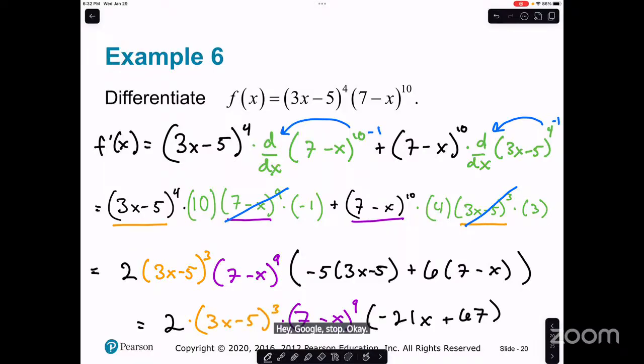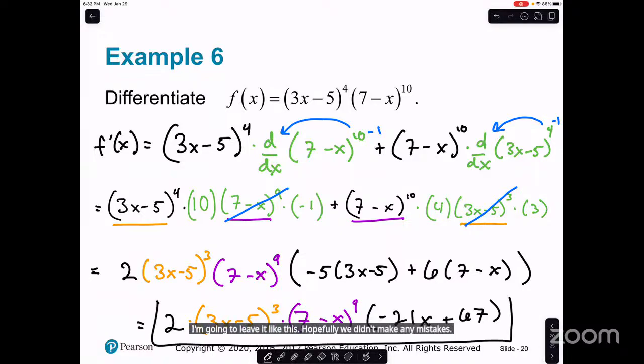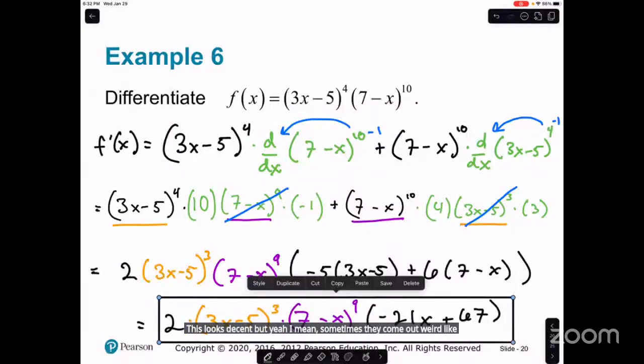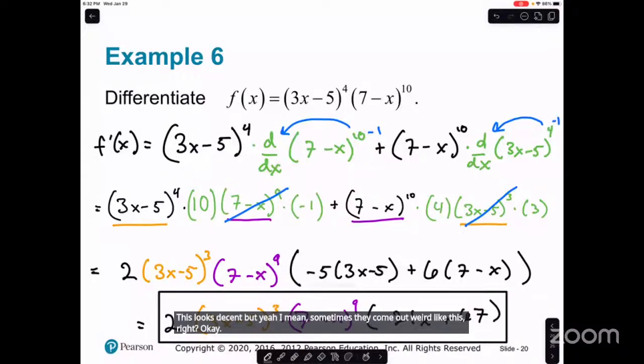Okay, I think this is it. I'm going to leave it like this. Hopefully we didn't make any mistakes. This looks decent, but sometimes they come out weird like this, right? Okay, let's look at our prepared notes and see how we did.